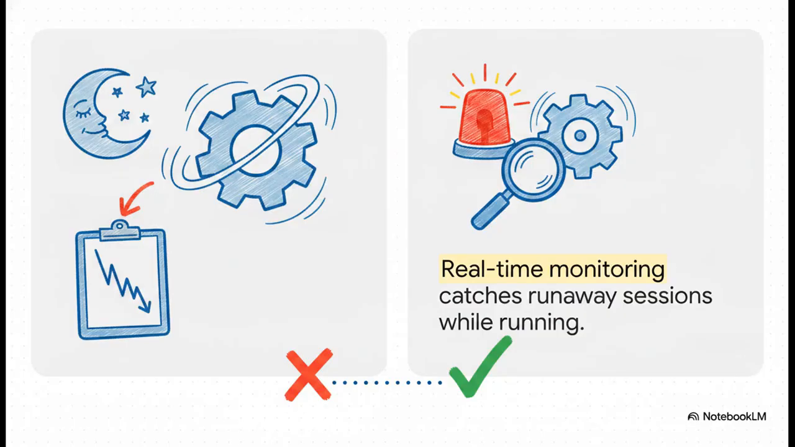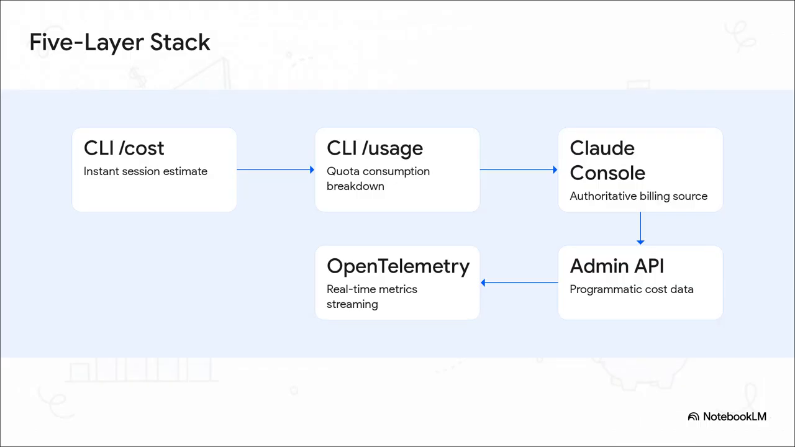A single overnight agentic CI run can burn through hundreds of thousands of tokens before you even flip open your laptop the next morning. If you're relying solely on that 9 a.m. console report, you're not monitoring. You're just looking at yesterday's damage report. Real-time monitoring is absolutely crucial to catch these runaway sessions early, right while they are actively running and eating up tokens.